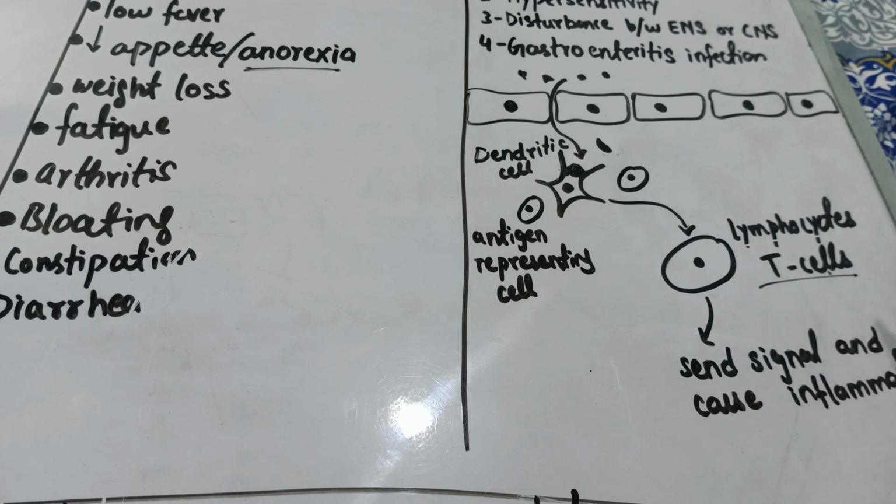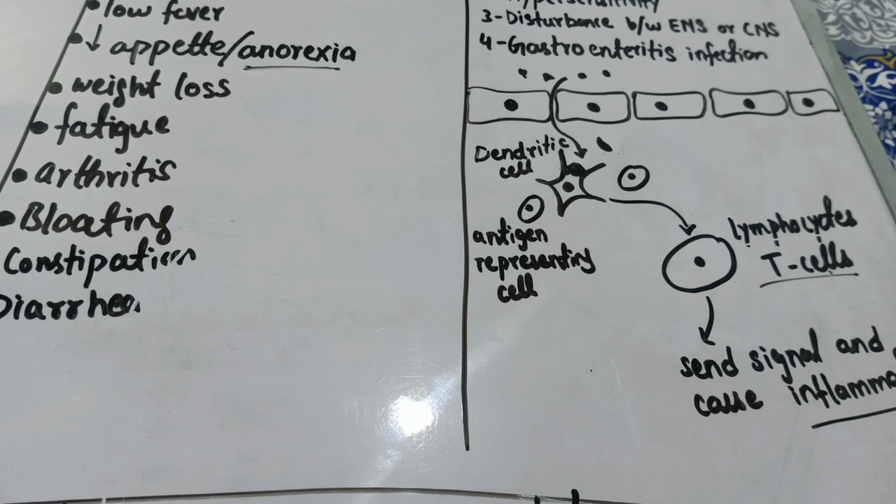T lymphocyte cells are of various types, you know very well. Helper cells, suppressor cells, and various kinds of CD4 cells are present in it. Then there is the activation of all of these cells. With the help of these cells, signals are sent and inflammation is caused in that particular area due to the release of histamine and various kinds of chemicals from the T lymphocyte cells. So this is the pathophysiology behind inflammatory bowel disease.